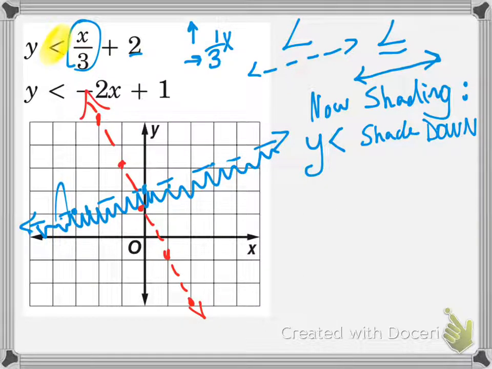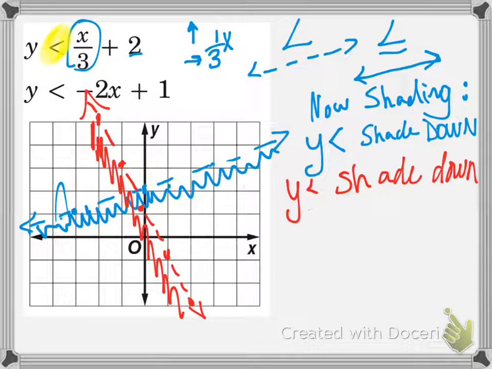Again, it's dotted because of this symbol, and we're going to shade below because it's a y less than. If it was a y greater than, we would shade straight up from the line, which means we would have shaded this line, but it wasn't, so we didn't.